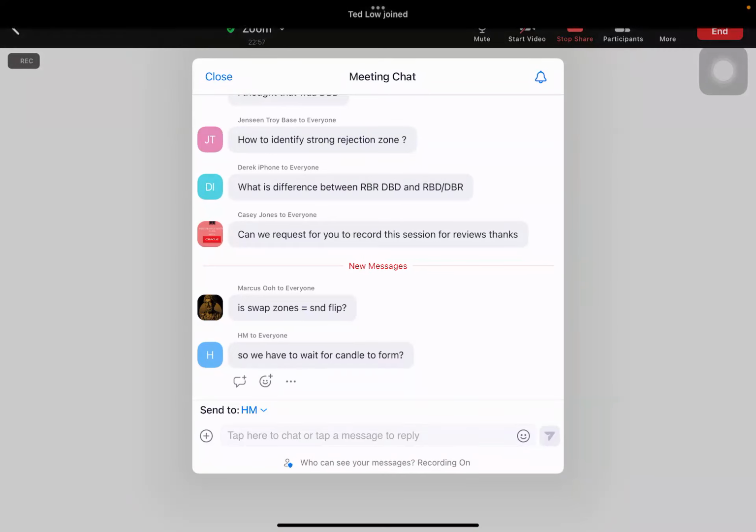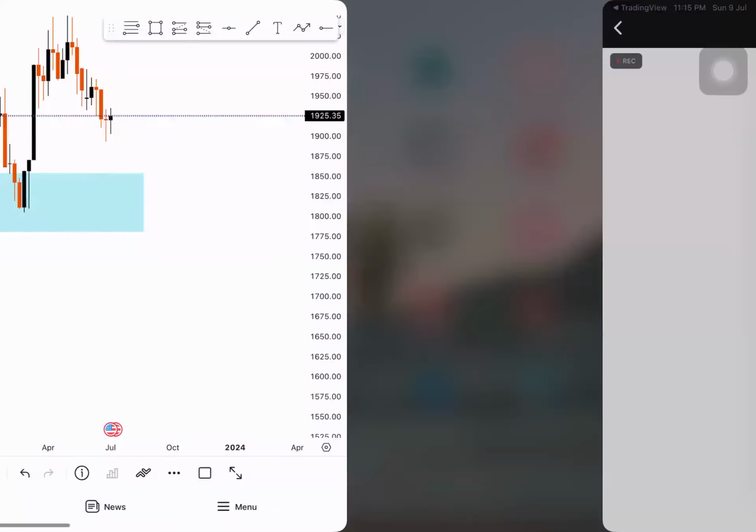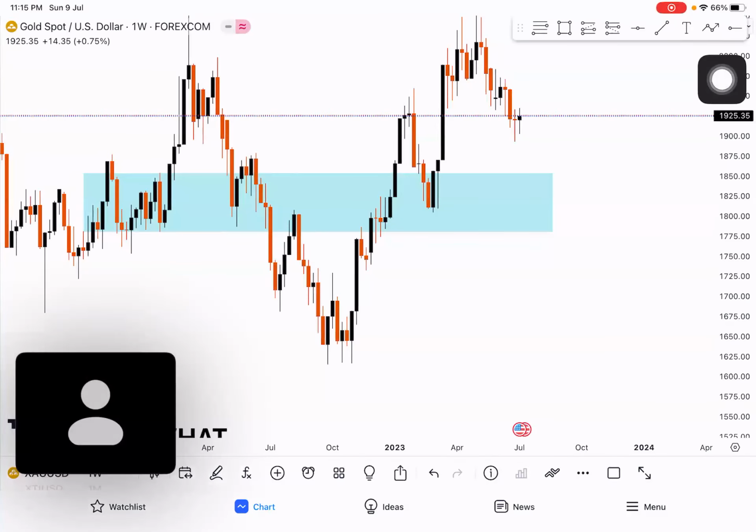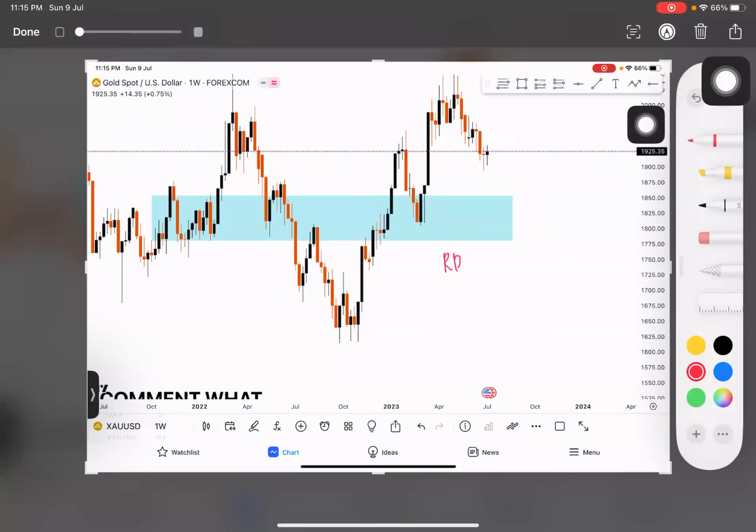What is the difference between RBR, DBD, and RBD, DBR? There are four things in the supply and demand basics. The first one is the RBR. RBR is the continuation, which means you don't go against the trend. This actually happens in uptrends, and when the price retests the base on this level, you can try to buy. It's for the continuation.